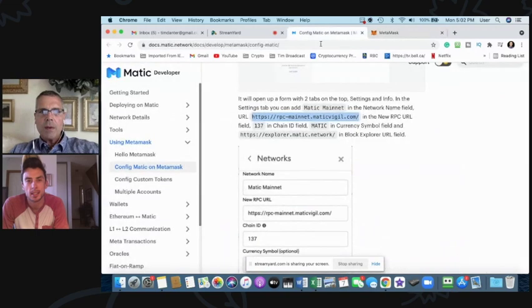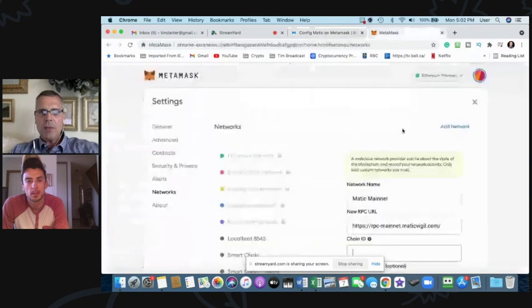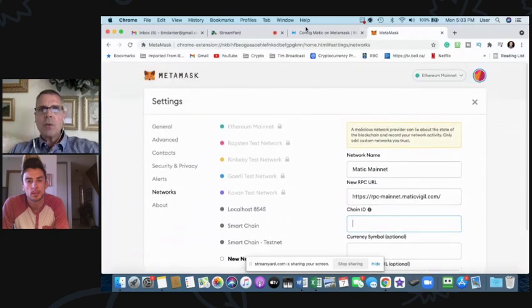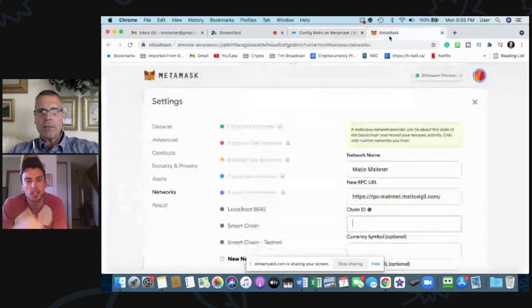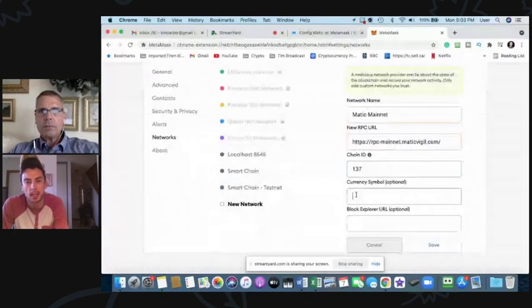It's that easy. And then chain ID. Wait a minute, this new RPC URL field, 137. Didn't ask me for that. Yeah, it's just the chain ID. So the chain ID is Matic? No, the chain ID is 137. Okay. The currency symbol is Matic. So 137, and then currency symbol Matic.